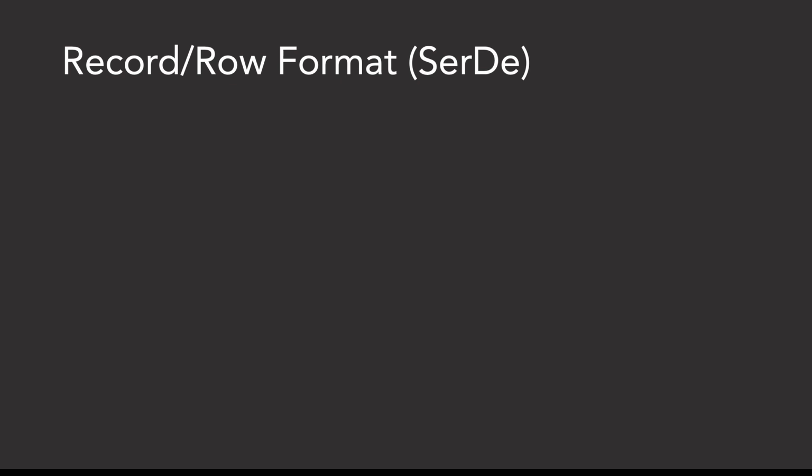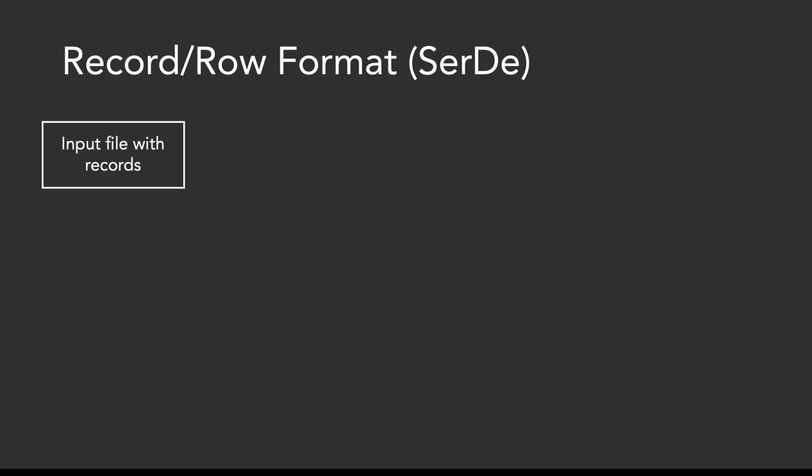So let's talk about the record or row format. You already know what is encoding and what is file format. In case of file format, the record is encoded in a specific format and stored in the file. The same is the case with record or row format also. So in this case, each individual row is encoded in a specific format before storing it in the file.